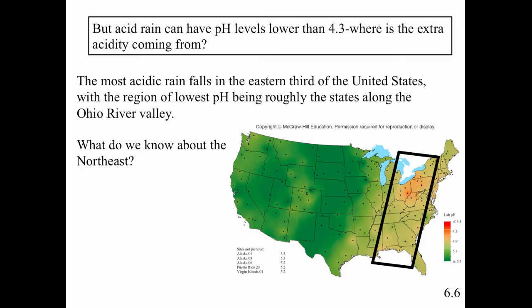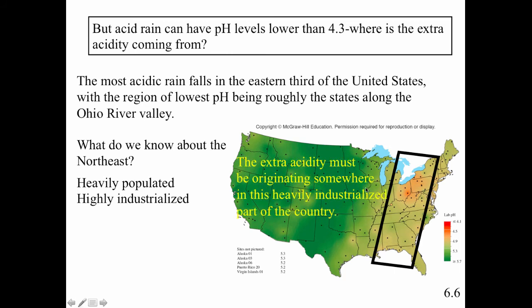So what do we know about the northeast? We know that this is a heavily populated region of our country. We've got cities like New York, Pittsburgh, Chicago, Philadelphia, Boston. We also know that this is a highly industrialized region. So this is where the steel industry thrived. This is now often called the Rust Belt with Cleveland and Pittsburgh. But there's a lot of industries that have developed in this region. So this extra acidity must be originating somewhere in this heavily industrialized part of the country.